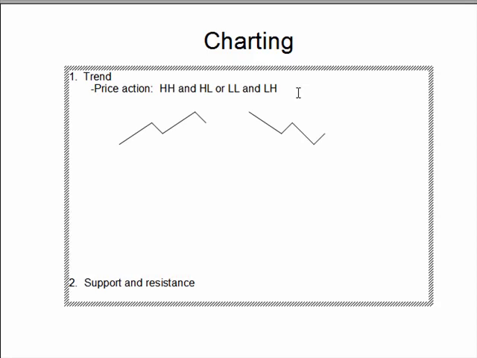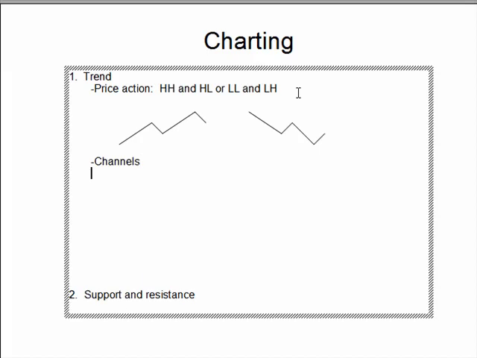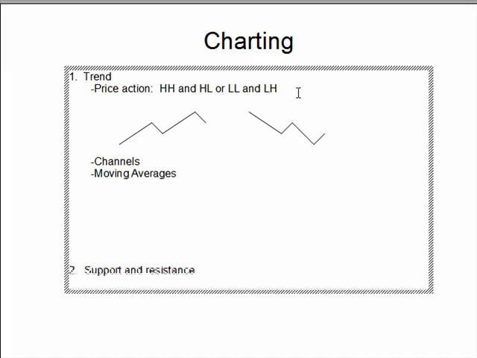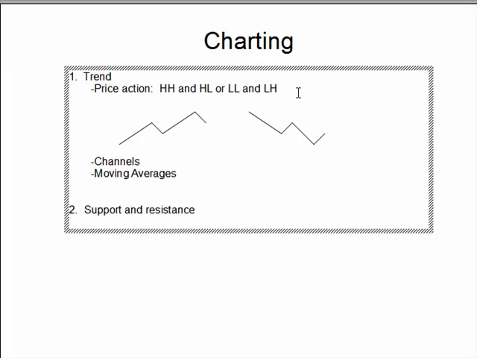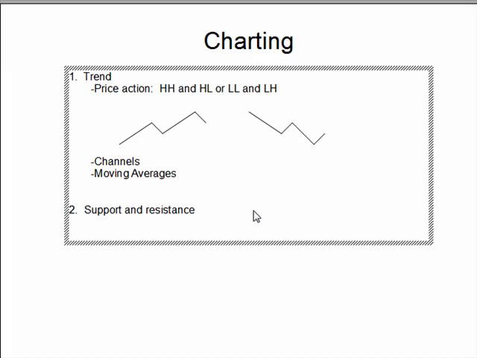Now, the other thing that we can use are channels. We can use moving averages to help us identify the direction that things are going. And if we can get good at this, then it really puts us in a place to say that, okay, the price is moving up, the trend is moving up, and I'm going to enter into a long position, or it's moving down, I'm going to enter into a short position. And then we are on the right side of the markets.